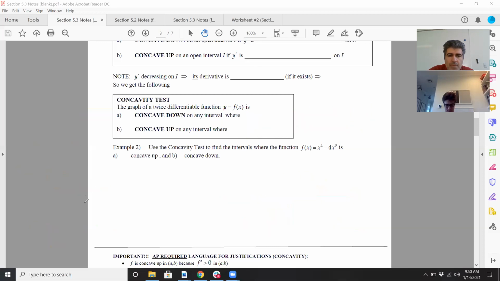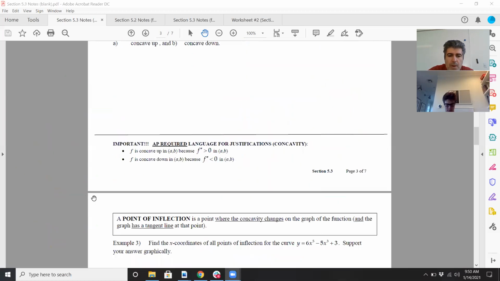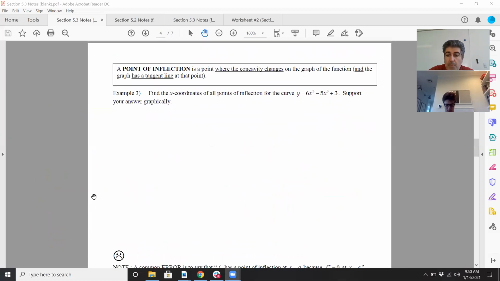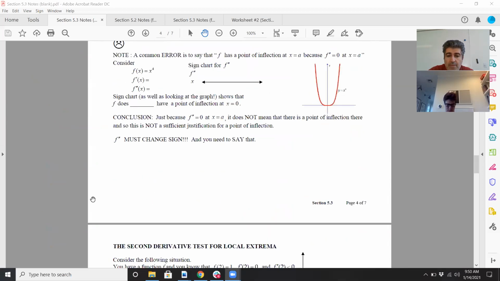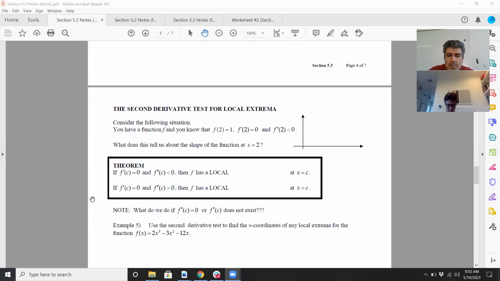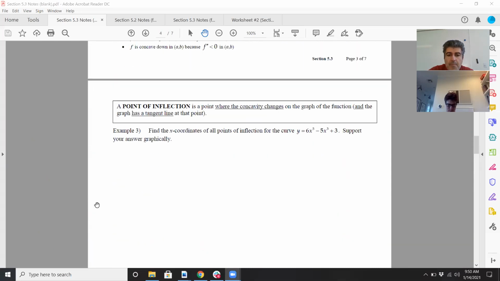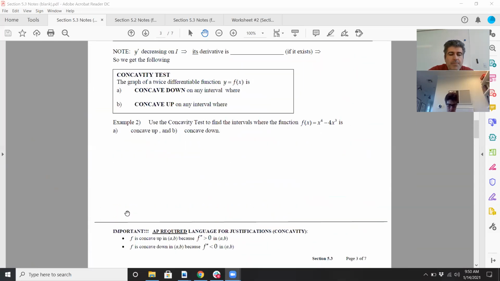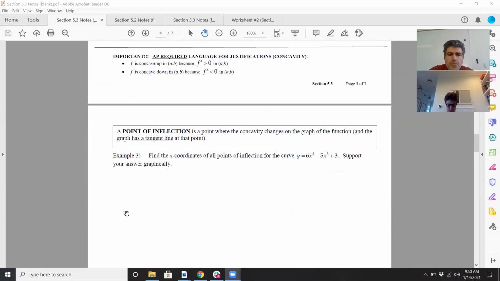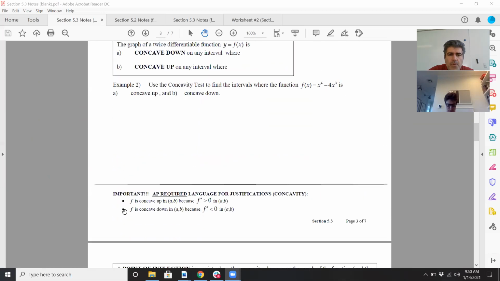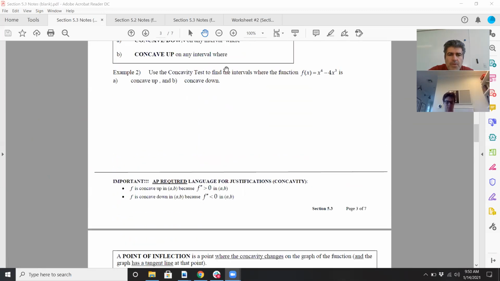So let's do the concavity test, for example, too, and use the proper language. And then we're going to talk about another thing called points of inflection, which is closely tied to concavity. Then we'll talk about something called the second derivative test after that. So let's do this, really simple. We're going to do a concavity test.